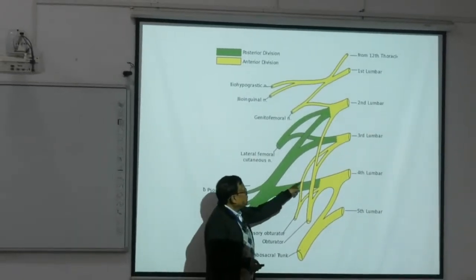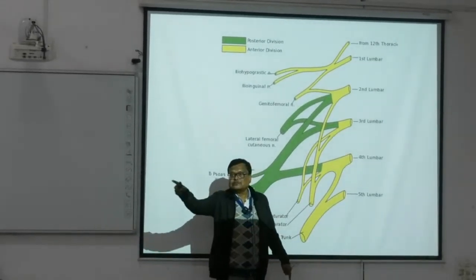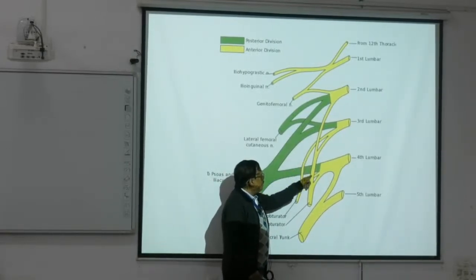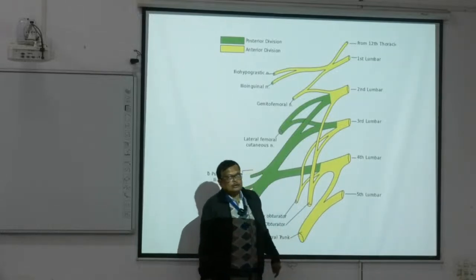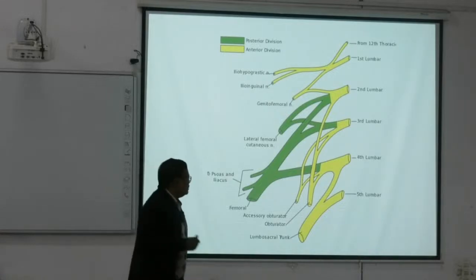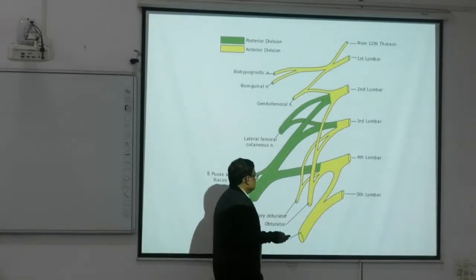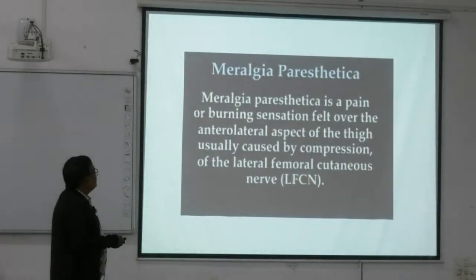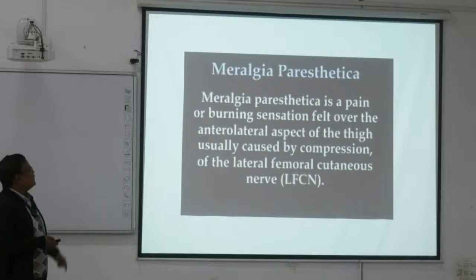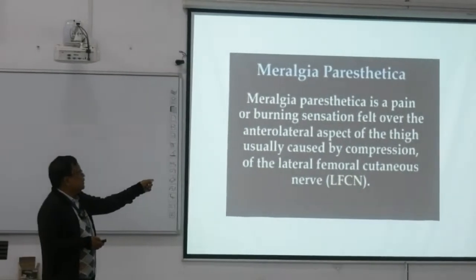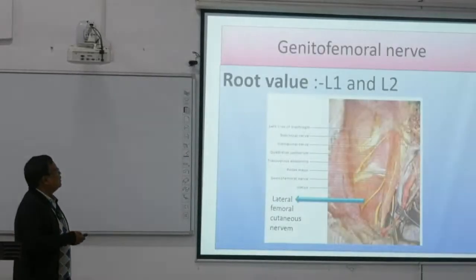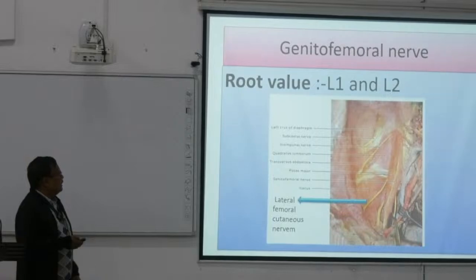Besides this, often the third and fourth lumbar nerves, not in all persons, maybe in one of you, join to form another nerve known as the accessory obturator nerve. Present, but not always. I have already told you that meralgia paresthetica is a pain or burning sensation felt over the anterolateral aspect of the thigh, usually caused by compression of the lateral femoral cutaneous nerve, often asked in the oral examination or OSPE. Genitofemoral nerve root value is L1, L2.